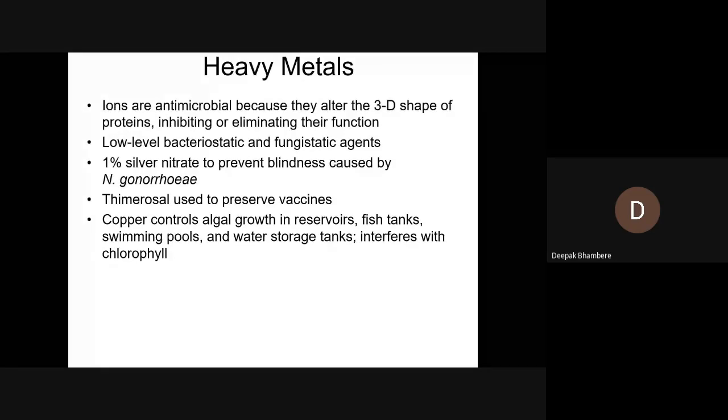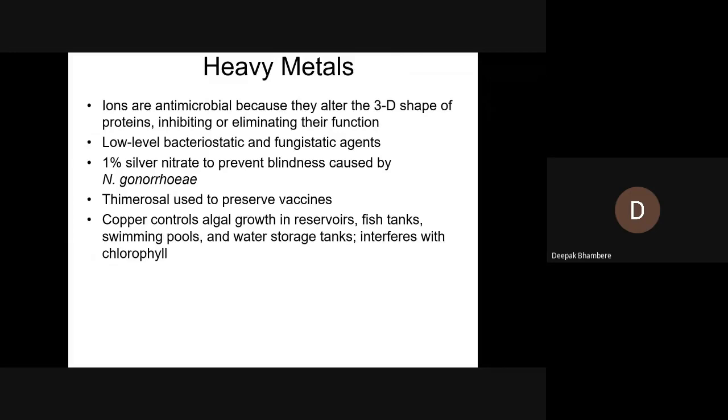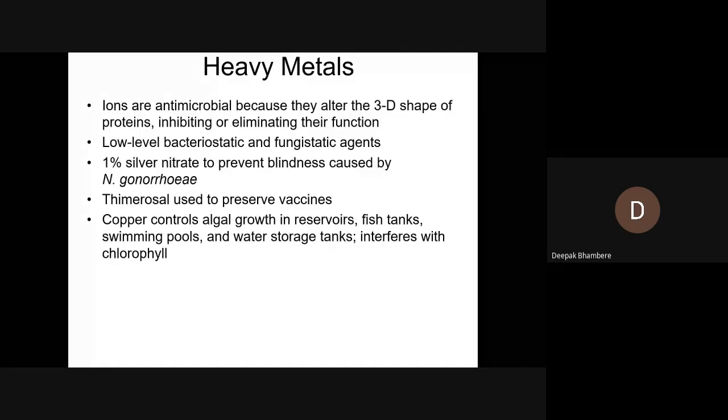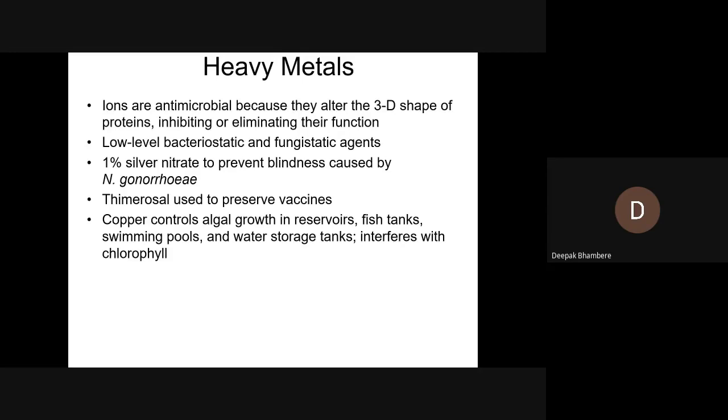Some heavy metals can be used. Ions are antimicrobial because they alter the 3D shape of proteins. Okay, there are low-level bacteriostatic and fungistatic agents. You must know what is bacteriostatic, what is bactericidal, what is fungistatic, what is fungicidal. When we say cidal, it means it totally kills the microorganism. When we say bactericidal, it completely kills the bacteria, and it will not allow further growth of bacteria. When we say static, bacteriostatic or fungistatic, it means it prevents the further growth of microorganisms, but it will not kill the existing ones. Okay, so this is the basic difference.